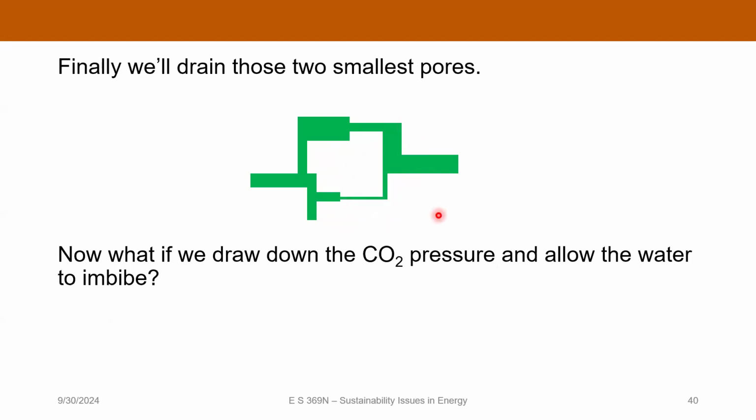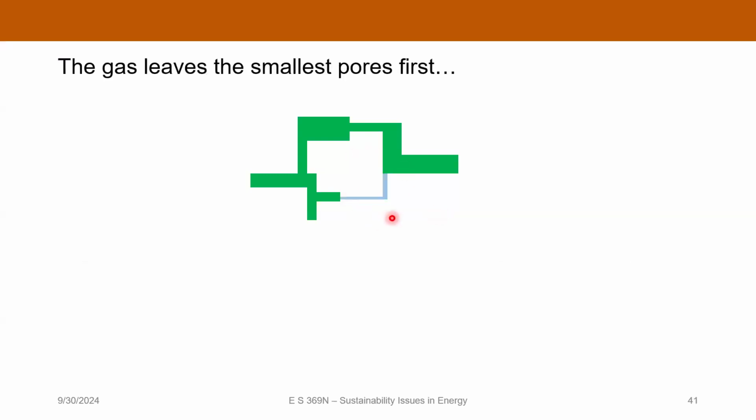So you can imagine you've injected CO2 into your aquifer. You've got a plume of CO2 buoyantly migrating through it because the CO2 is less dense than water. And so once the plume has moved by, you're going to imbibe water back into those pores. What's going to happen is that the water will go into the smallest pores first, because now you're decreasing the pressure of the CO2 phase.